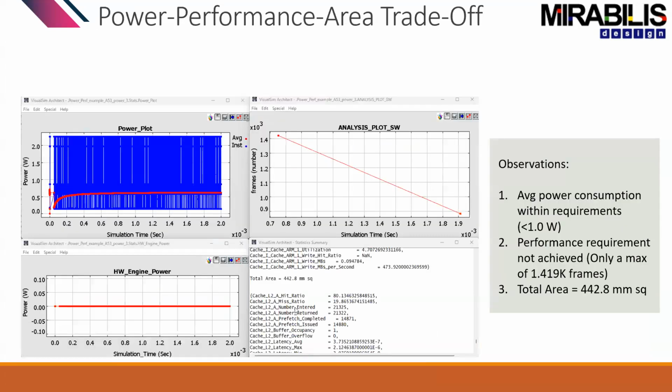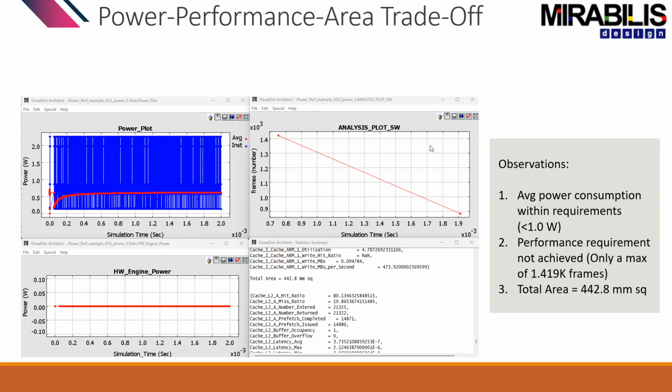Now, once we define that, we're going to run the simulation and we generate a variety of statistics. For example, here I can see the power plot, which shows me, with the blue points, the instant power at each point in time. The red line shows me the average over time. Now here you can see that the hardware accelerator is not being used at all. So you can see it's got 0 power being consumed, or a very minimal amount of power, just the leakage.